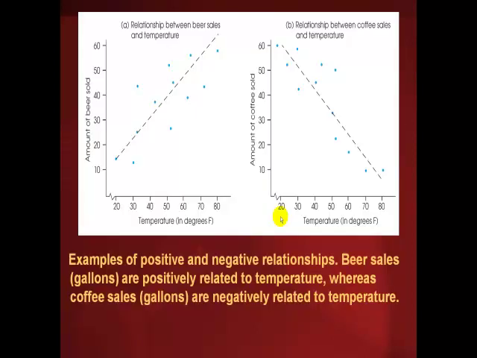Here are some examples. The one on the left is a positive relationship: as temperature goes up, beer sales go up. As temperature increases, coffee sales go down. So there's a negative relationship. In other words, as one is going in one direction, the other is going in the opposite direction.